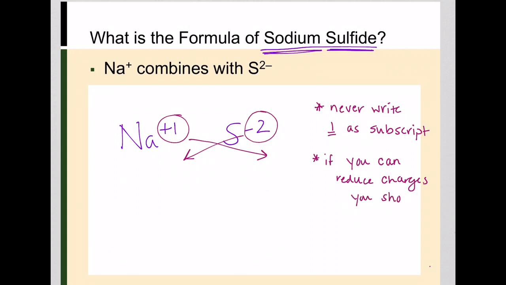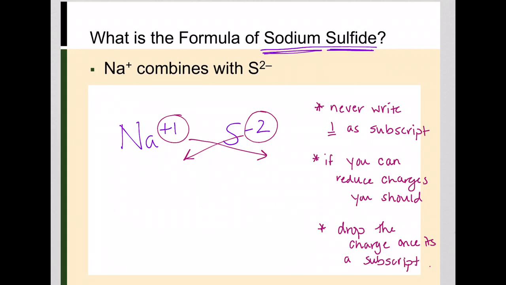So, keeping those two things in mind. Oh, and one final one. You drop the charge once it's a subscript. Okay, so those are the 3 quick notes there.